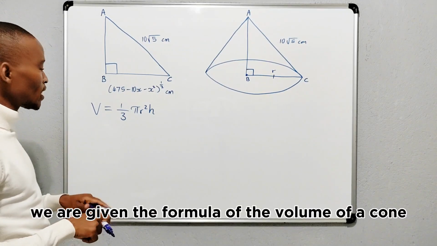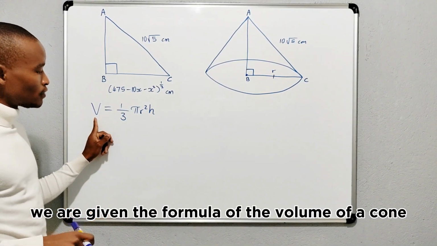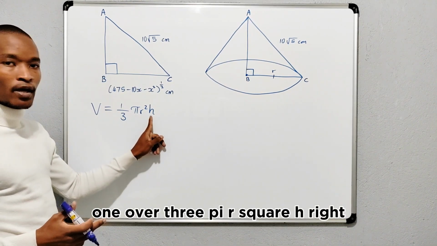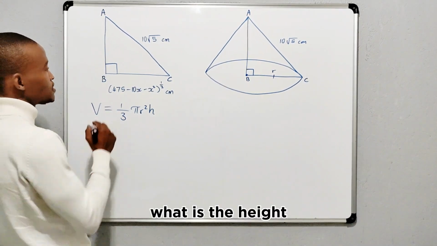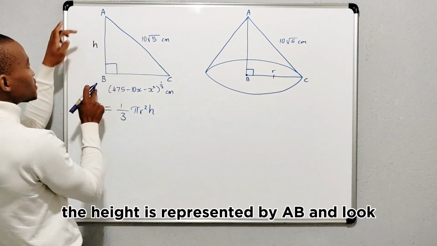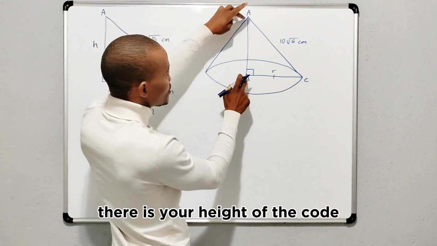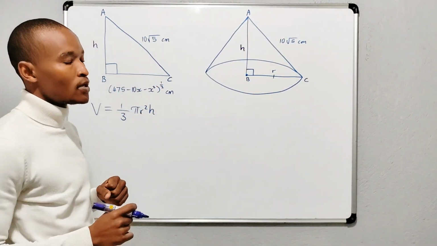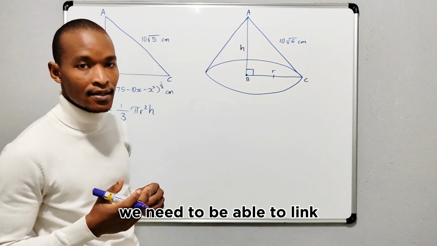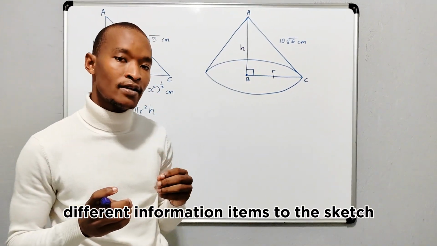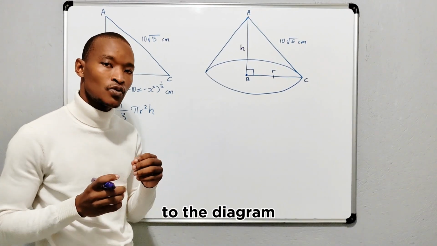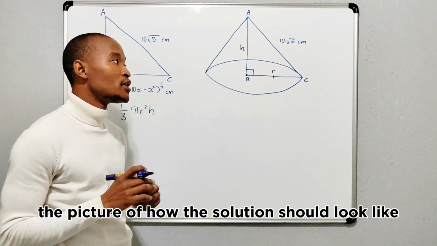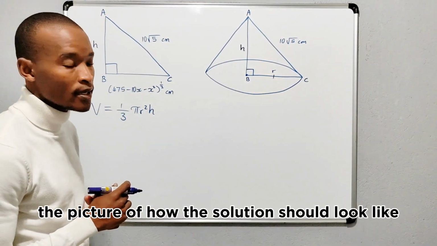We are given the formula of the volume of a cone, 1 over 3 pi r squared h. Right. What is the height? The height is represented by AB, and look, there is your height of the cone. That will be h as well. So we need to be able to link different information items to the sketch, to the diagram, so that we can build the picture of how the solution should look.